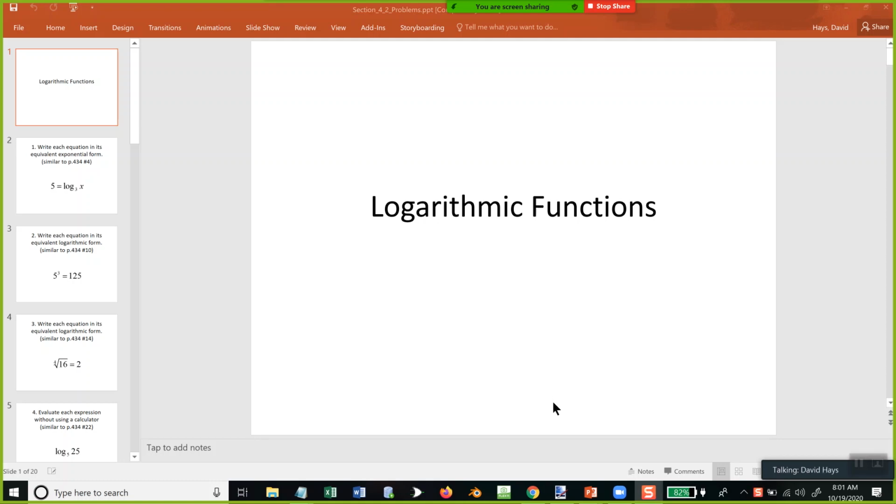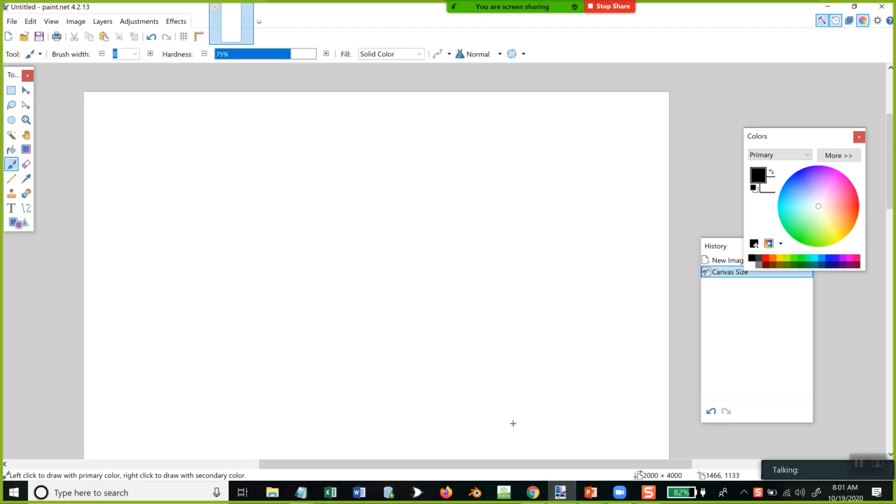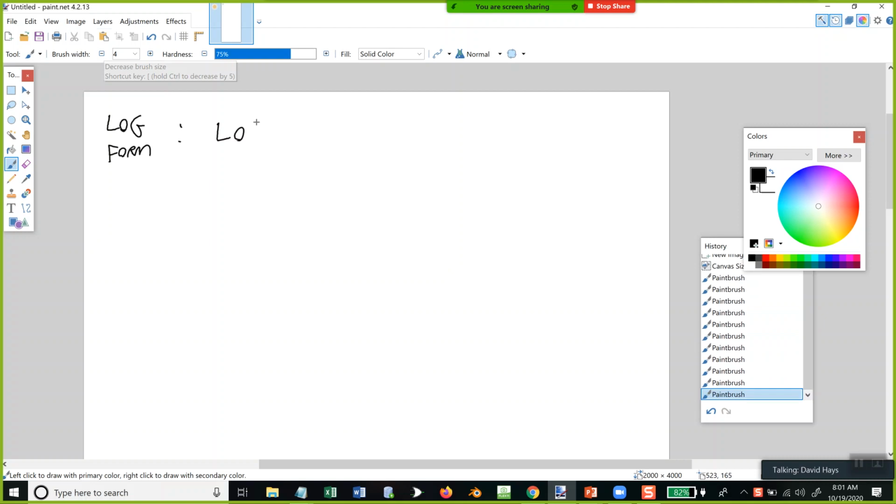Well, this is logarithmic functions, section 4.2. And the first thing we'll go over is the definition of log. We have our log form, which looks like this. Log, and then there's a little b here that's smaller and set down.